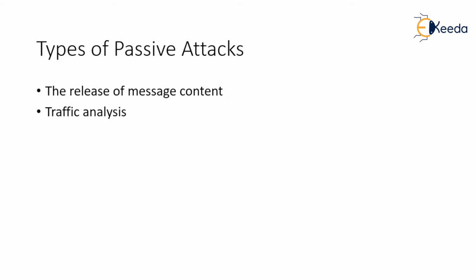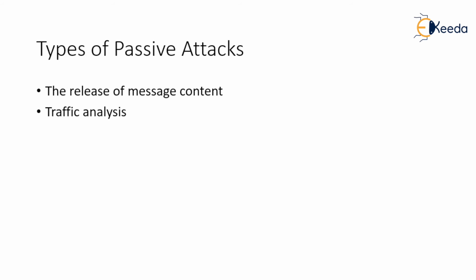We will see what the different types of passive attacks are. The two types of passive attacks are, first, the release of content, and second, traffic analysis. Now what is the release of content? We can take an example of a telephonic conversation, an electronic mail message, or a transferred file which may contain sensitive or confidential information, and we would like to prevent an opponent from learning the contents of these transmissions.